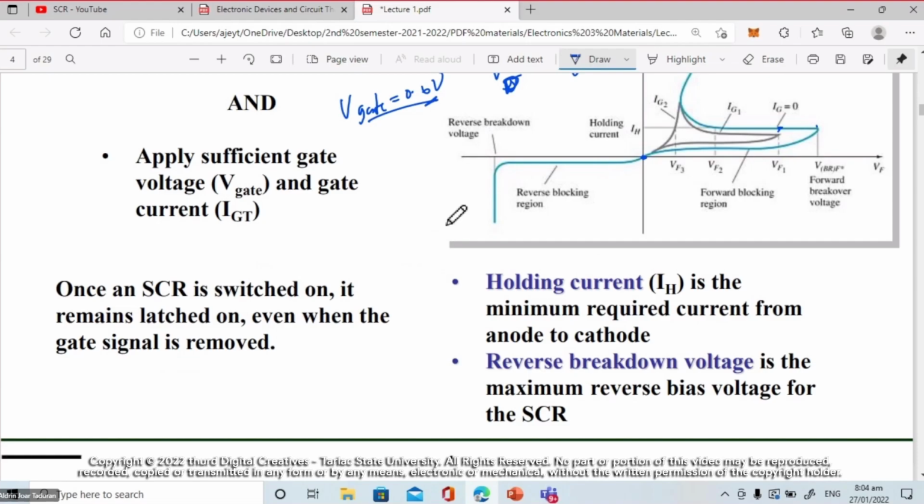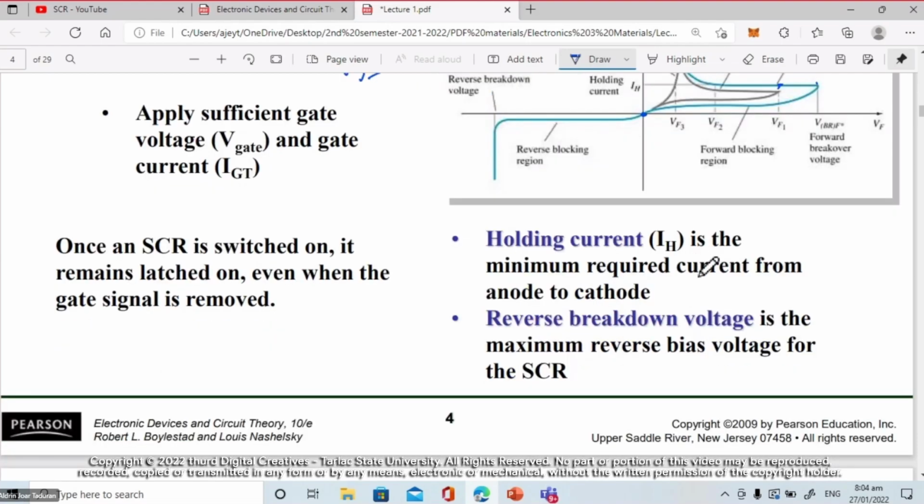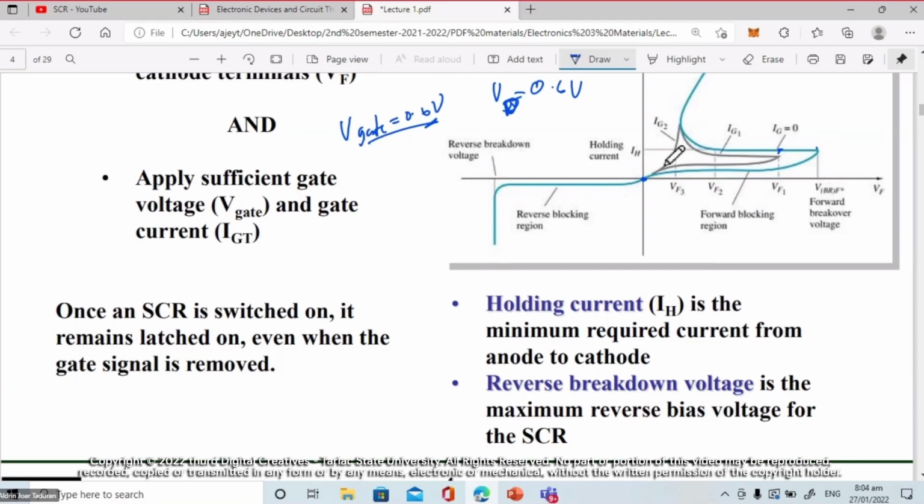Then we have the holding current, which is the minimum current required to conduct from anode to cathode. Once the holding current is not achieved, the SCR will not stay on. The holding current is the value of current below which the SCR switches from the conduction state to the forward region. Notice that the minimum holding current is at IG 0. Once IG goes above 0, that is the minimum current required to turn on.